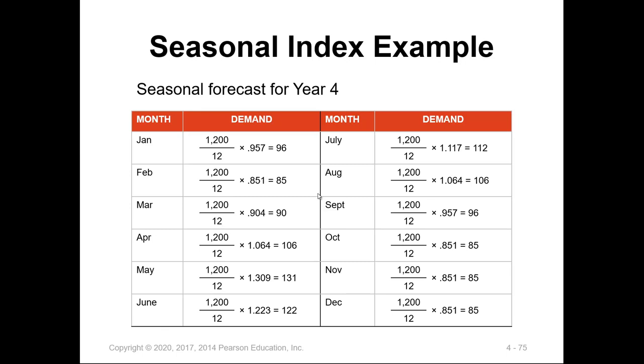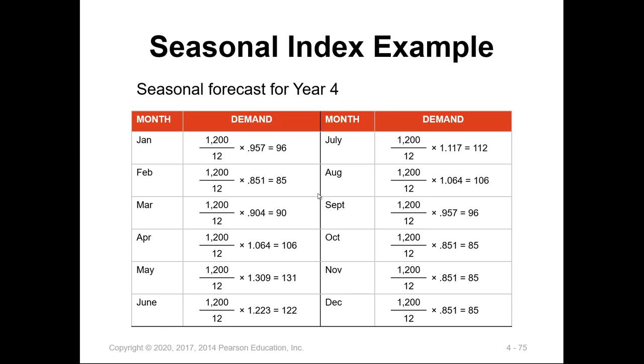For the first month of January, 1200 divided by 12, and we multiply by 0.957, and that's the adjustment for that month, and that will equal 96 for January. Then we multiply by the adjustment for February, and we'll get 85, multiplied by the adjustment for March, get 90, and so on, until we get all the values for all months. And this is the forecasted demand for year 4.